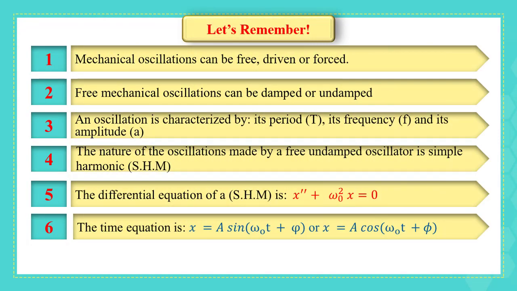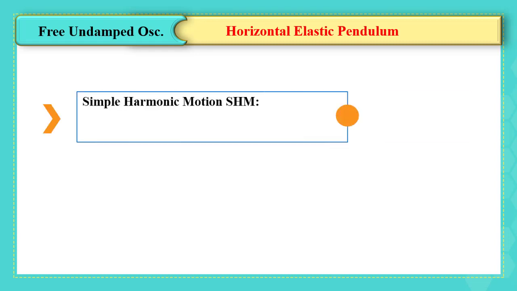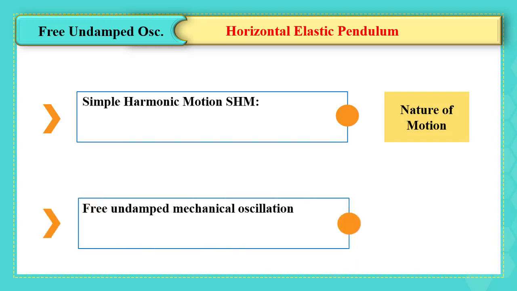Before we start, remember what we have taken in the previous videos. When we ask about the nature of motion, the answer could be simple harmonic motion, uniform rectilinear motion, uniformly accelerated rectilinear motion, etc. So simple harmonic motion is an answer to the question about the nature of motion. Also, when we ask about the nature of oscillation, the answer is either free undamped mechanical oscillation, free damped mechanical oscillation, driven oscillation, or forced oscillation. Here we are talking about free undamped mechanical oscillation.